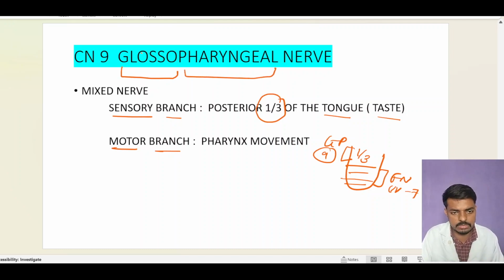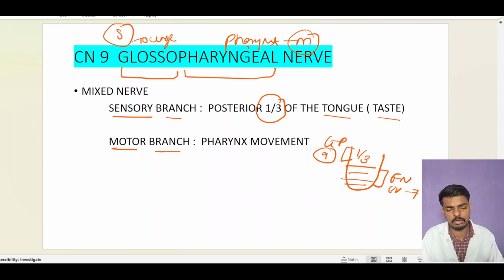in the GI tract. Glosso means tongue, and pharyngeal means pharynx. Very important: for the pharynx, it supplies the motor, meaning the movement of the pharynx, and for the tongue, it is sensory. So it is not for movement of the tongue, only for movement of the pharynx. For movement of the tongue, there is another nerve, the 12th cranial nerve. That one is called the hypoglossal nerve, which is responsible for the movement of the tongue, not the glossopharyngeal nerve.